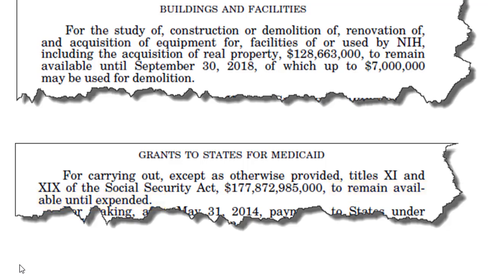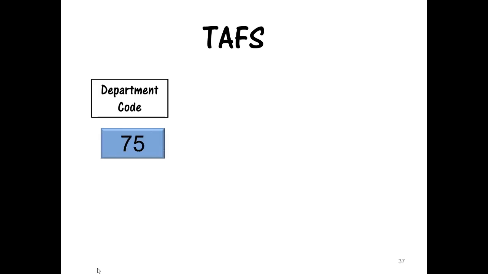In each of these examples, Congress controls the length of time available to obligate the funds, and Treasury enforces these time limits by establishing amounts appropriated with accounts called Treasury Appropriation Fund Symbols, or TAFs. The Treasury version of the TAFs is made up of 3 elements: a department code, or agency ID number, which identifies the federal agency charged with responsibility for spending and accounting for the funds. HHS is 75.